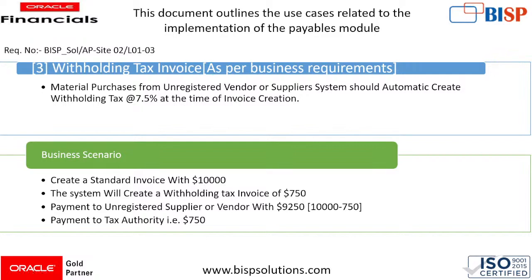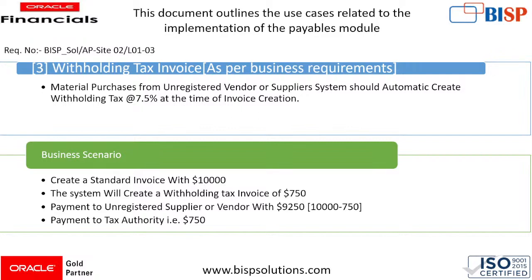So the business scenario is that creating a standard invoice with 10,000, the system will create a withholding tax of $750, and payment to the unregistered supplier or vendor will be $9,250. That is 10,000 minus $750. The payment to the tax authority will be $750, right? So we will see in the application how the things are configured.